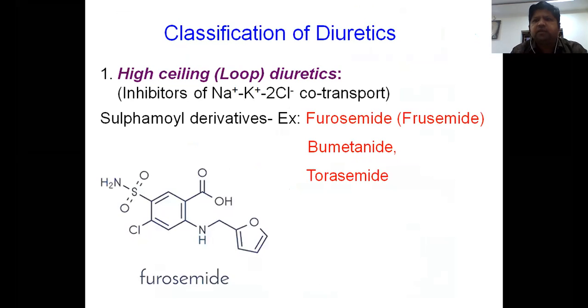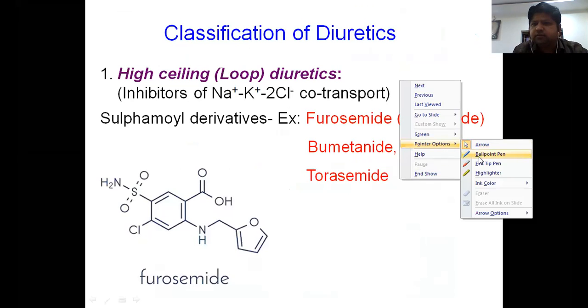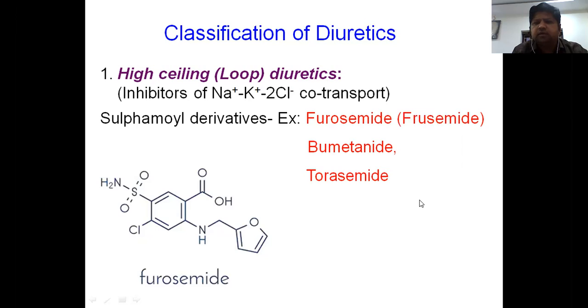So, classification of diuretics. Diuretics can be classified according to their strength or potency into three different categories. The first category is very, very strong, which we call high potent diuretics, high ceiling diuretics, or loop diuretics. And the word loop indicates the site of action.